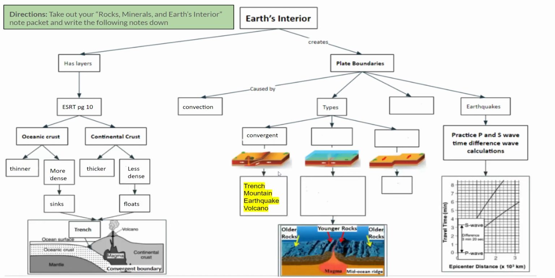So let's write down the structures that are formed by the convergent boundaries and some natural disasters as well. So we learned that convergent boundaries create trenches, they create mountains, they create earthquakes, and they can even create volcanoes. This is a picture right here of a trench. When the oceanic crust sinks under a continental crust, we create a dip called a trench. Pause this video to write these notes down.